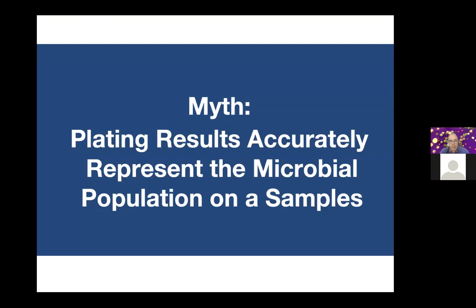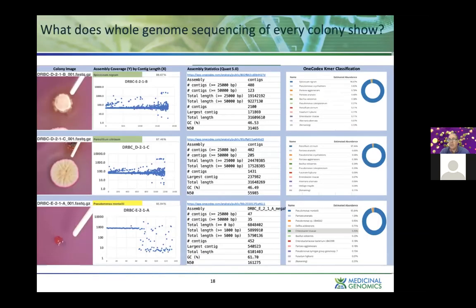So we've also heard this, that the plating results actually represent the microbial population on a sample because you're only looking for things that are viable. Well, this isn't really true if there's really strong selective pressure applied. It's only going to culture the organisms that can culture, and then the moment you put selective pressure on there, you end up with something different.